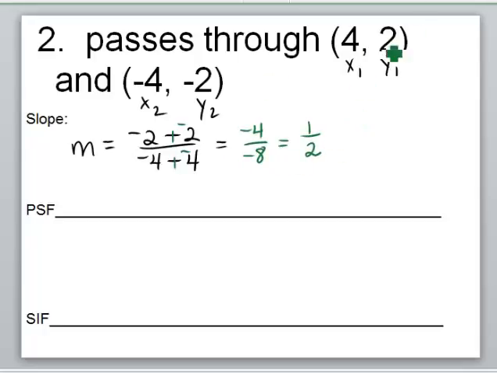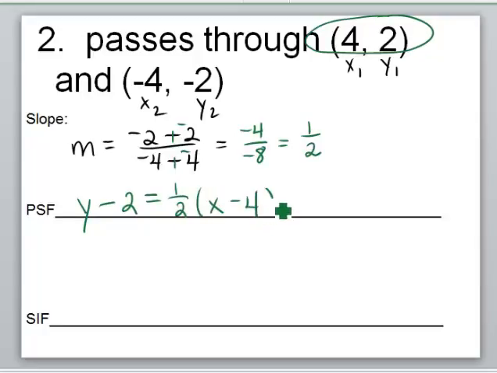Find the slope. Second thing I'm going to do is write it in point-slope form. I'm going to select this point again because it's all positive. I'm going to say y minus my y-coordinate 2 is equal to 1/2 times x minus my x-coordinate, which is 4.